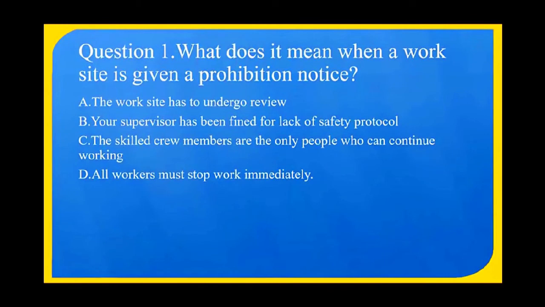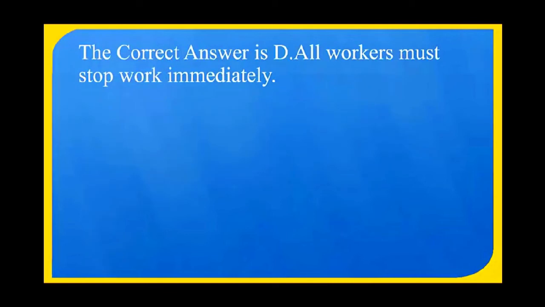Question 1. What does it mean when a work site is given a prohibition notice? A. The work site has to undergo review. B. Your supervisor has been fined for lack of safety protocol. C. The skilled crew members are the only people who can continue working. D. All workers must stop work immediately. The correct answer is D. All workers must stop work immediately.